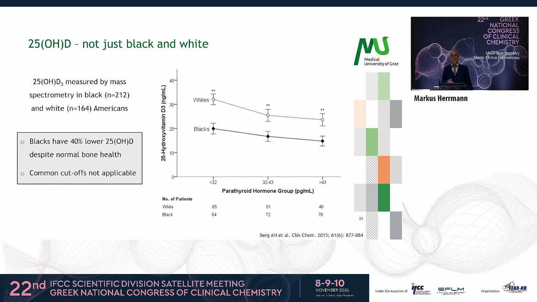However, there's increasing evidence that the currently used universal cutoffs for 25-hydroxyvitamin D are not applicable in all patient groups, and that 25-hydroxyvitamin D is not necessarily the best indicator of vitamin D status. In this study, Berg and colleagues demonstrated on average a 40% lower 25-hydroxyvitamin D concentration in Black individuals despite comparable parathyroid hormone concentrations and comparable bone health.